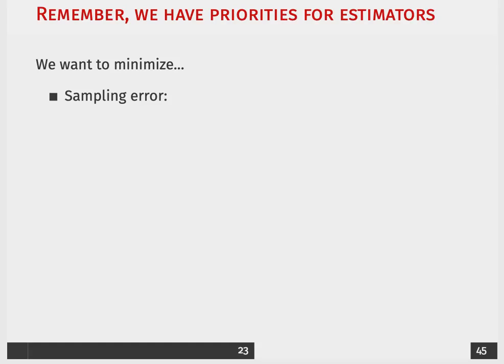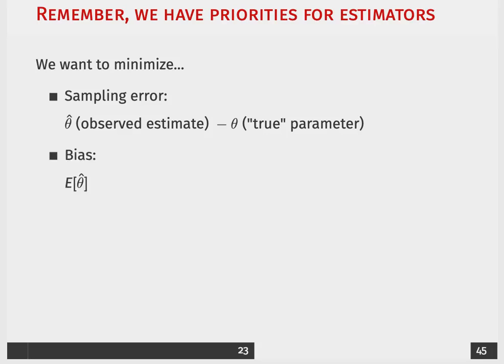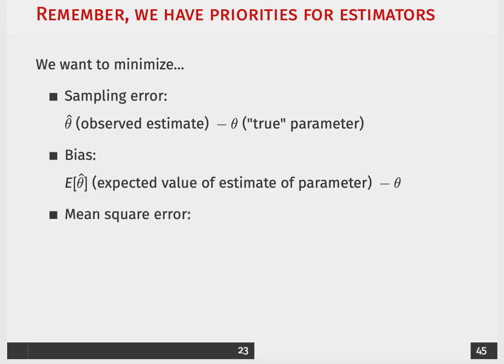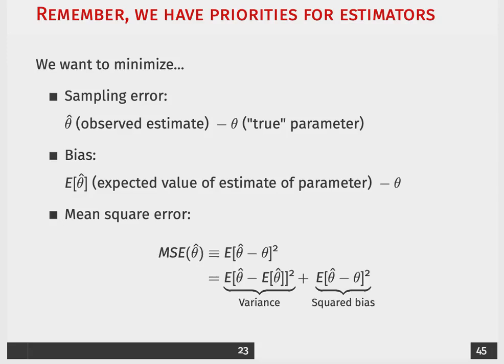We want to minimize our sampling error, so that's the distance from what we observe and the true parameter. We want to also minimize our bias. That's the expected value, or the expectation, of that estimated parameter and that true parameter. We also want to minimize our mean squared error, and that's going to be some combination of our variance and our squared bias. And again, we square the bias because we're not necessarily interested in which directionality it is.